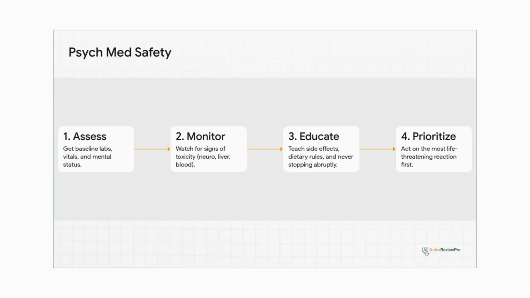Here it is. Step 1, assess. Always get your baselines before you start a new med. Step 2, monitor. Watch for all those key danger signs we've talked about. Step 3, educate. This is a huge part of our job, teaching patients what to expect and what to avoid. And finally, number 4, and this is the most important one for the NCLEX, prioritize.